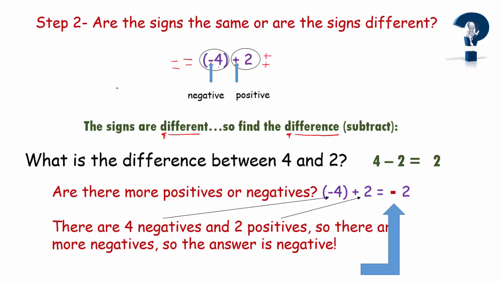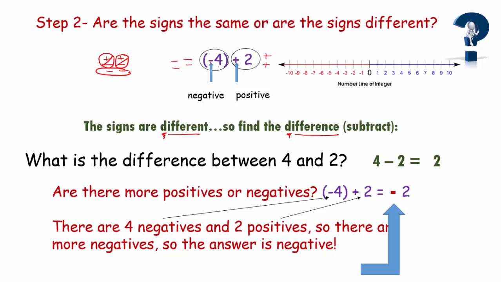A couple ways to look at that. One thing I sometimes do, I'm like, okay, I have 1, 2, 3, 4 negatives and only 2 positives. Well, a positive and a negative will zero each other out. And then I just say, oh, visually I can see that there's 2 negatives left.